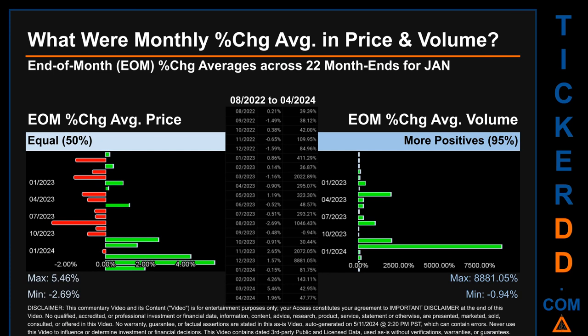From 08/2022 to 04/2024, there was an equal split of monthly percentage change in price across 22 month ends. In terms of volume, 21 out of 22 month ends had a positive percentage change. That is, 95% of month ends saw a positive percentage change in average volume. Price saw an end-of-month max of 5.46% in average percentage change, along with a minimum of -2.69%. For volume, the maximum and the minimum monthly percentage change were respectively 81.05% and -0.94%.